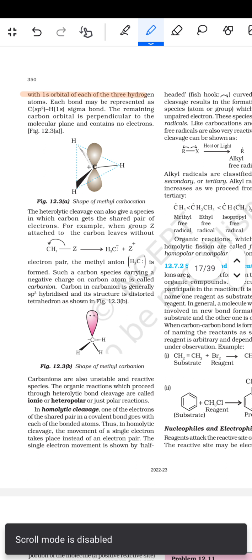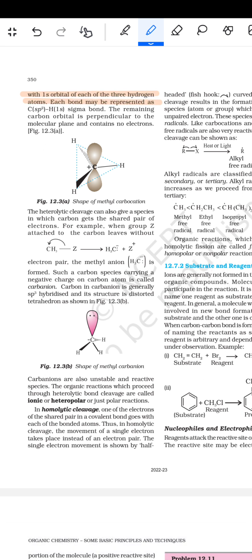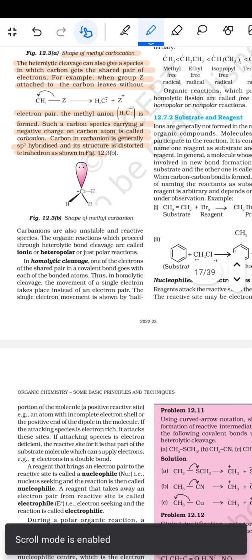With the 1s orbital of each of the three hydrogen atoms, each bond may be represented as a C(sp2)–H(1s) sigma bond. The remaining carbon orbital is perpendicular to the molecular plane and contains no electrons. The shape of the methyl carbocation. The heterolytic cleavage can also give a species in which carbon gets the shared pair of electrons. For example, when group Z attached to the carbon leaves without the electron pair, the methyl anion is formed. Such a carbon species carrying a negative charge on the carbon atom is called a carbanion. Carbon in the carbanion is generally sp3 hybridized and its structure is a distorted tetrahedron as shown in figure 12.3b.